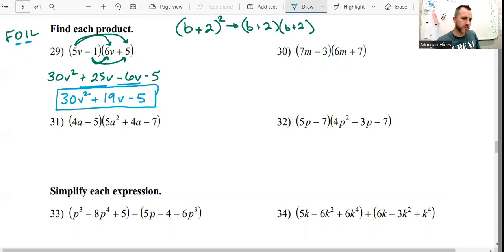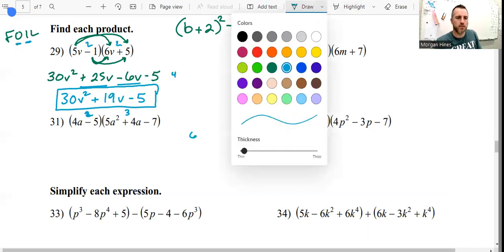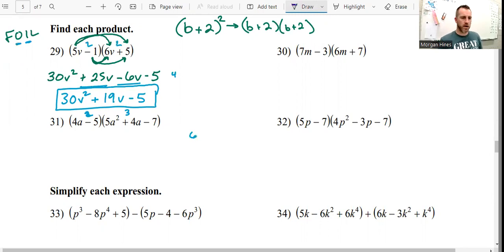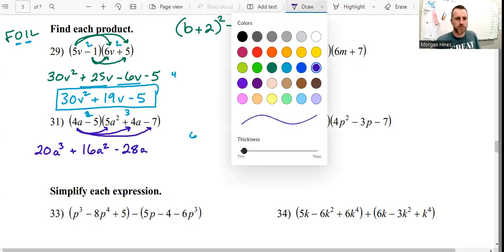All right, number 31. This time we've got 2 terms here multiplied by 3 terms over here. Well, if 2 terms times 2 terms gets us 4 terms, this should give us 6 terms. So to make sure we do it correctly, 4a times 5a squared gives us 5 times 4 is 20. A times a squared is a cubed. 4a times 4a is 16a squared. 4a times negative 7 is negative 28a. There's 3 of our terms.